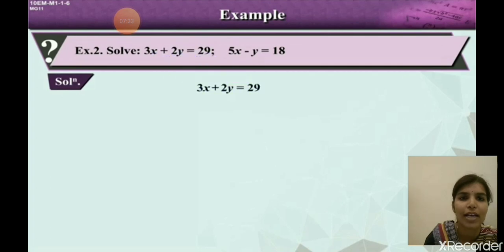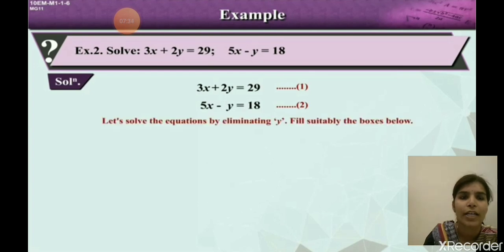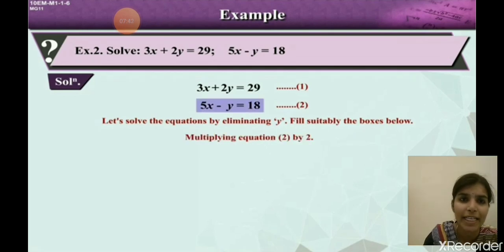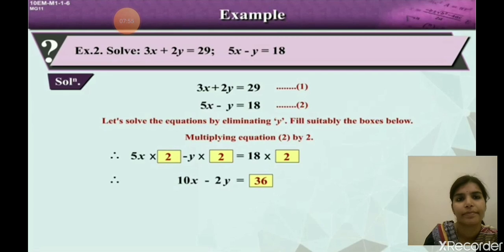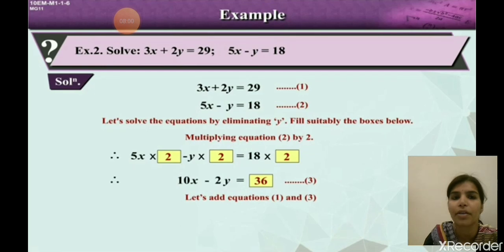Then we are also solving another example. There are two equations given: 3x + 2y = 29 and 5x - y = 18. So we consider the first and second equations. Here we multiply equation 2 by 2. If we multiply equation 2 by 2, then we get 10x - 2y = 36. So this is our third equation. Then you add the first and third equations.